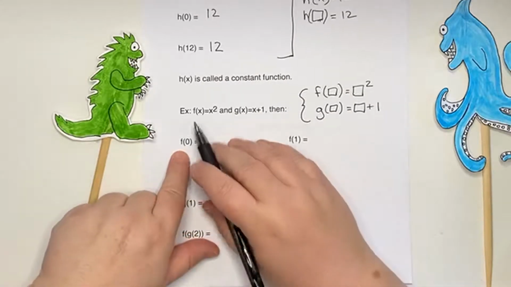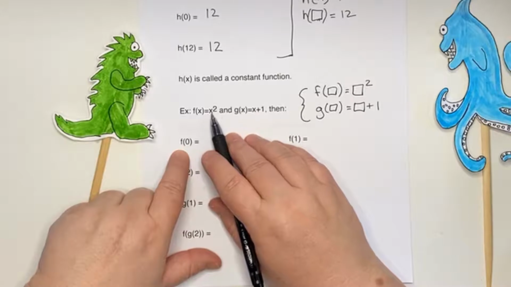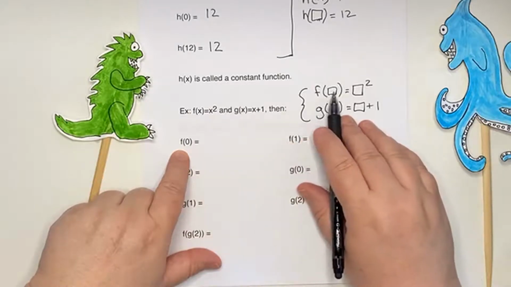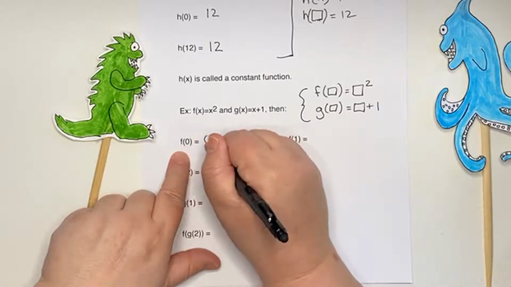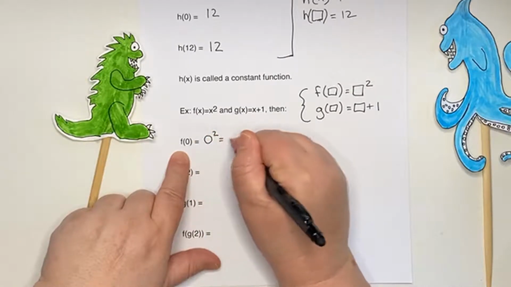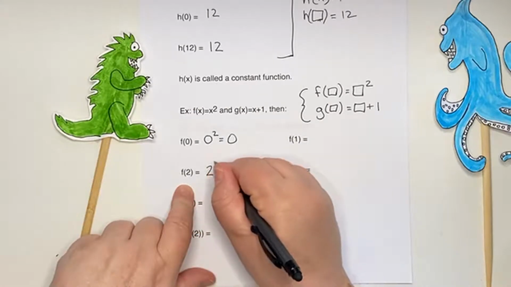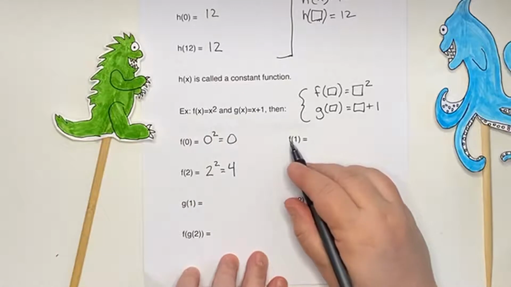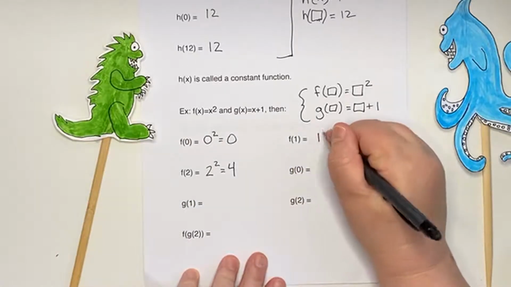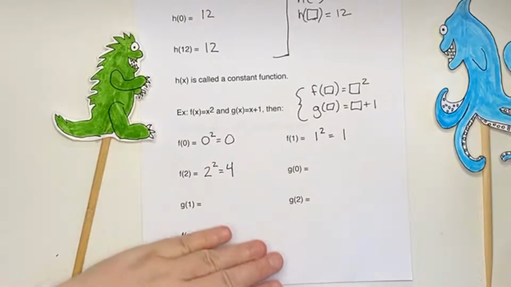Okay, f of x is x squared. So the f function is a squaring function. F of blank is blank squared. So f of 0 is 0 squared. F of 2 is 2 squared. Are there any other f's? There's another f right here. F of 1 is 1 squared. Okay, don't look at this one yet.